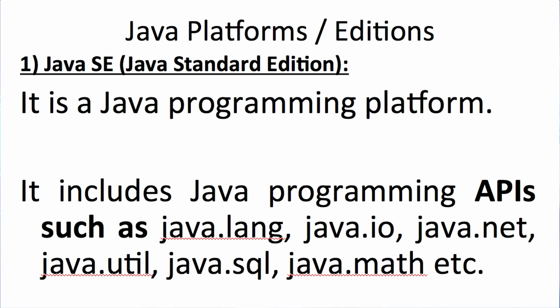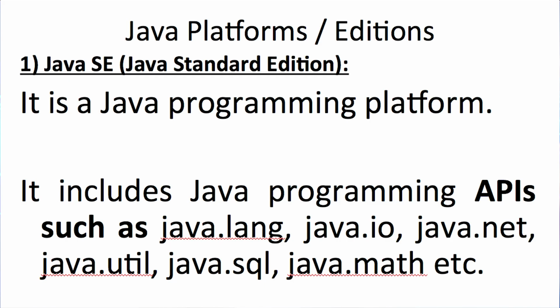So, Java SE is the basic edition of Java, called Java Standard Edition. It is a Java programming platform. It includes Java programming APIs such as java.lang, which means the Java language, java.io, Java input output, java.net for networking, java.util, Java utility, java.sql for database programming and database connectivity, and java.math for mathematical applications, etc. So, we have a long list of these different APIs.